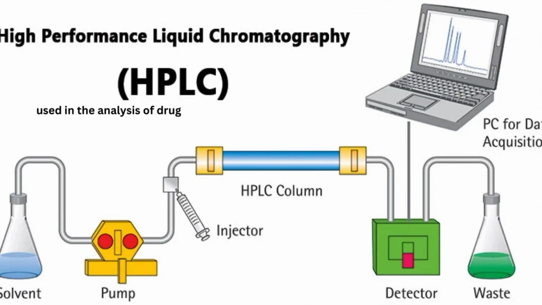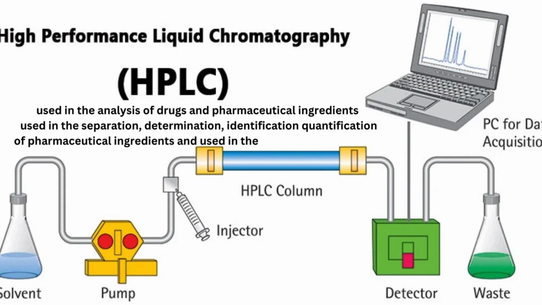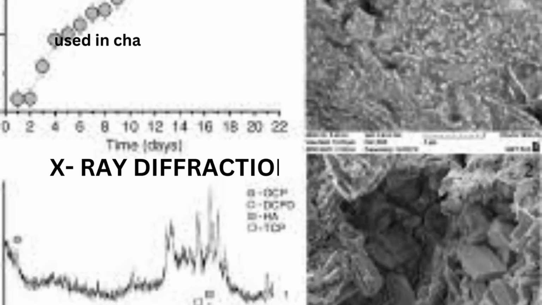And the next one is HPLC, that is called high performance liquid chromatography. It is used in the analysis of drugs and pharmaceutical ingredients, in the separation, determination, identification and quantification of pharmaceutical ingredients, and also in the detection of many types of impurities in drug formulations. And the next one is X-ray diffraction. X-ray diffraction is used in the characterization of crystalline materials and measurement of sample purity.